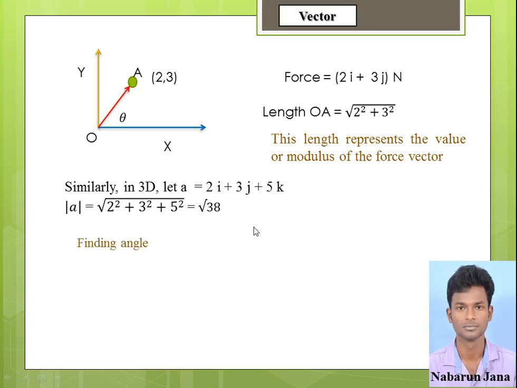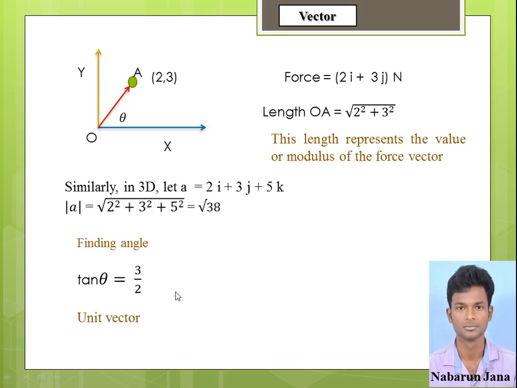Now finding the angle. Say this force is 2i plus 3j Newton. So what is the angle? What is the value of theta? You can calculate easily because this one is 2 units and this one is 3 units. So it is a right angle triangle and tan theta equals perpendicular by base. The perpendicular is 3 and the base is 2. So tan theta equals 3 by 2. From this you can calculate the angle of the force with the x-axis.